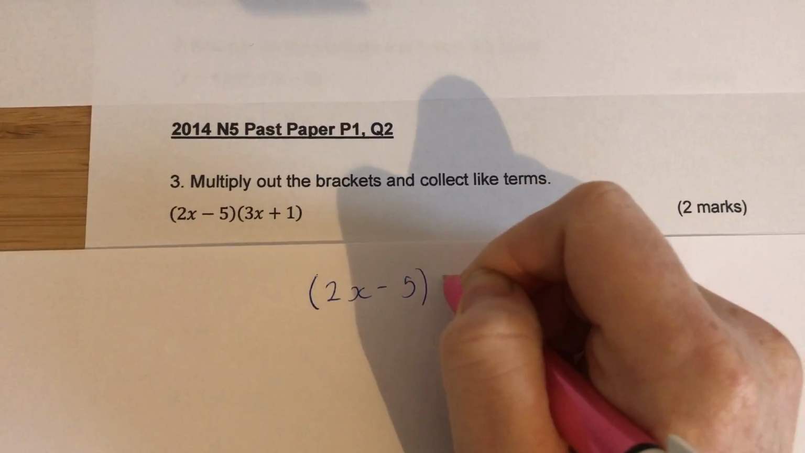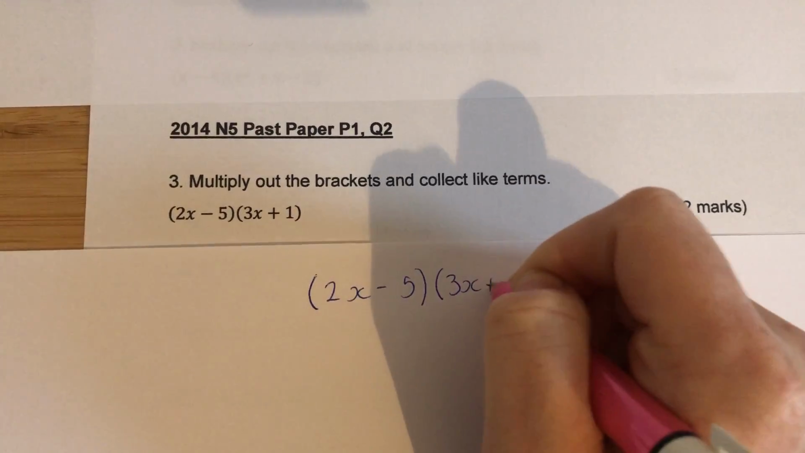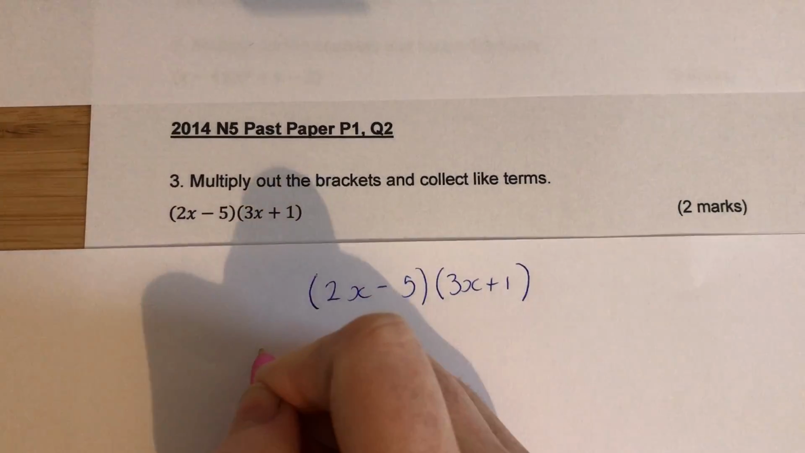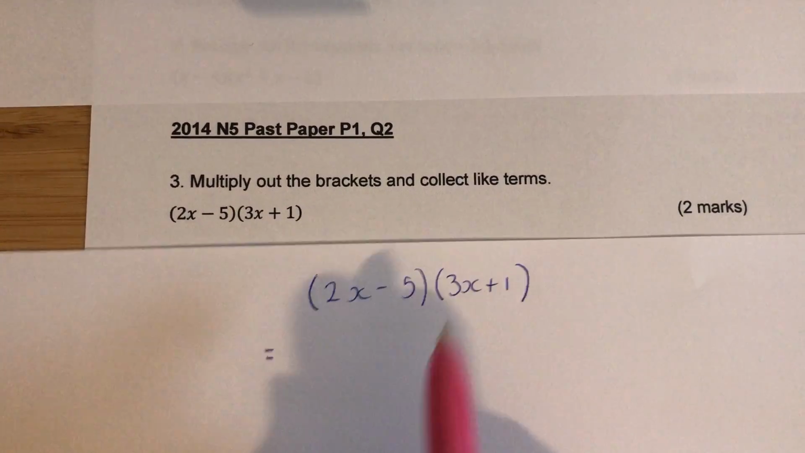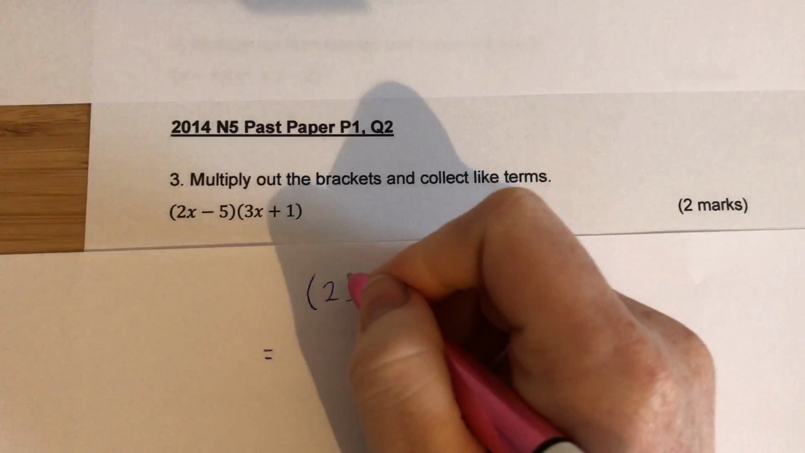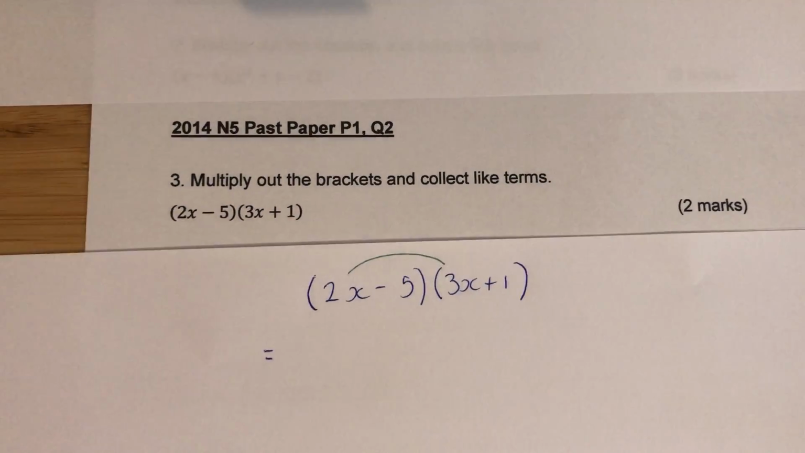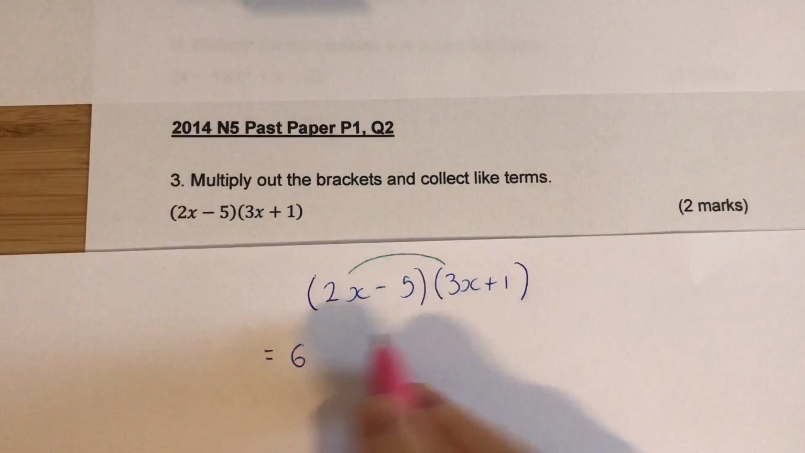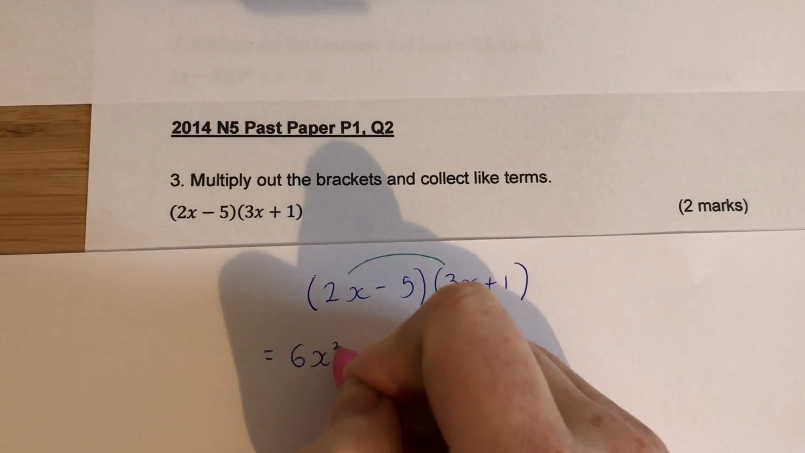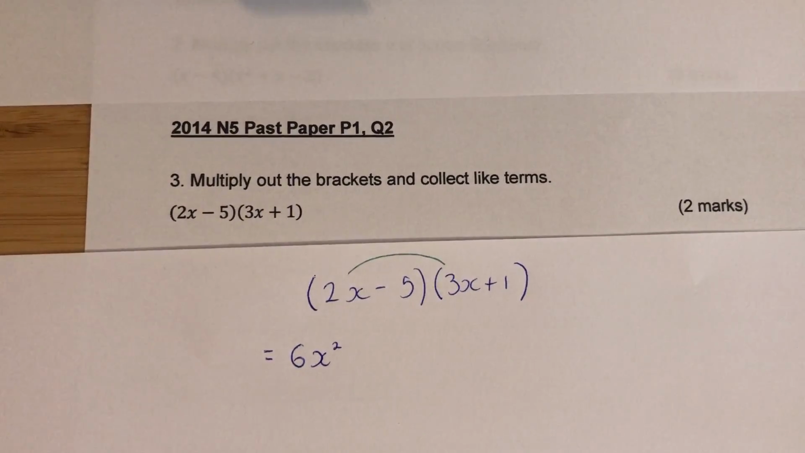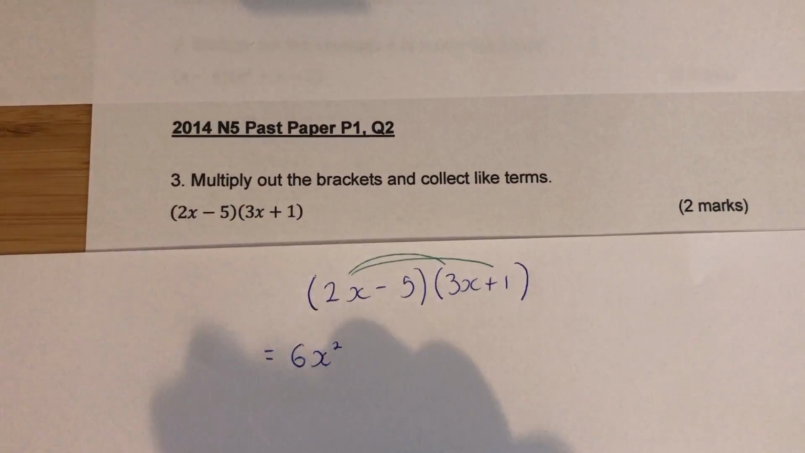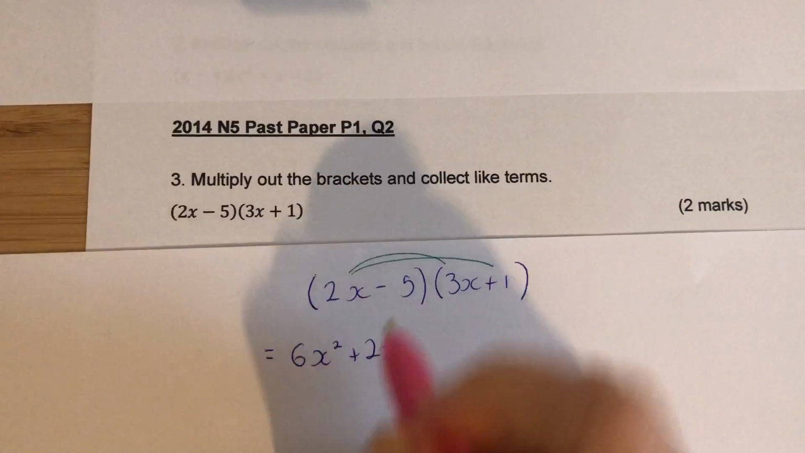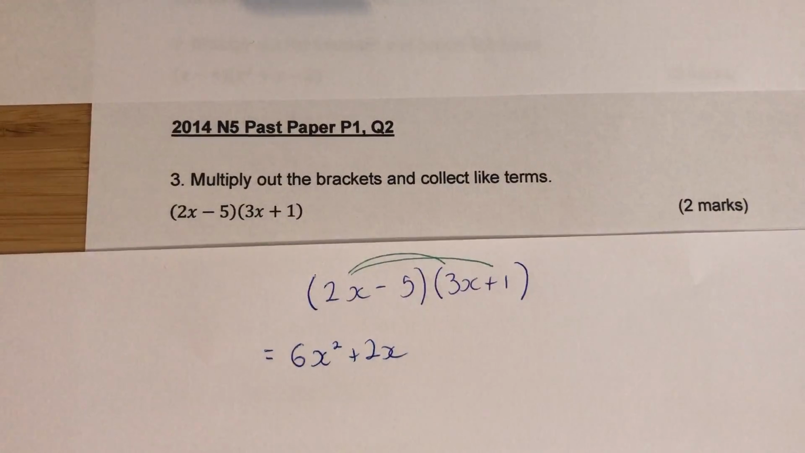It's 2x minus 5 multiplied by 3x plus 1. So when you're multiplying out brackets, you're multiplying 2x by each thing in the other bracket first. So we're going to do 2x multiplied by 3x. 2 times 3 is 6, and x times x is x squared. So we start with 6x squared. 2x multiplied by the plus 1, we've got plus 2x. So we've multiplied 2x by each of the things in the other bracket.